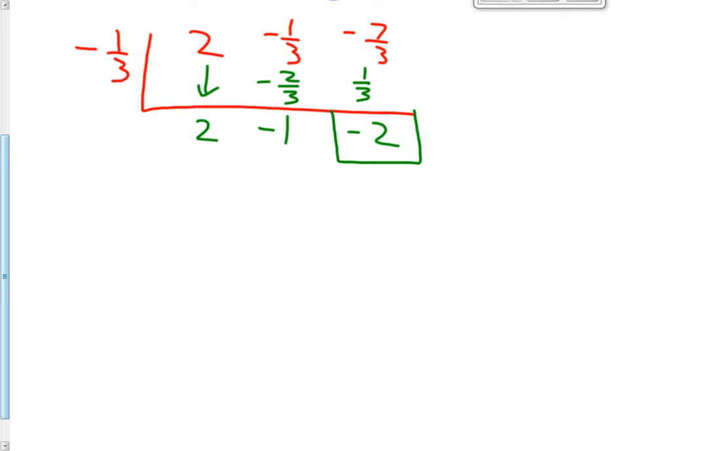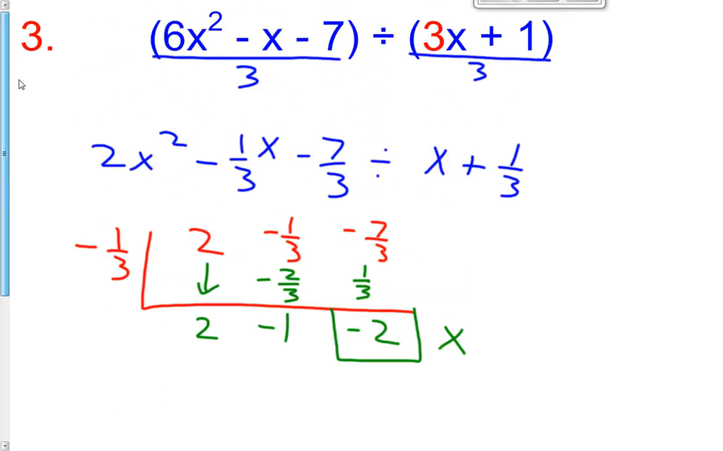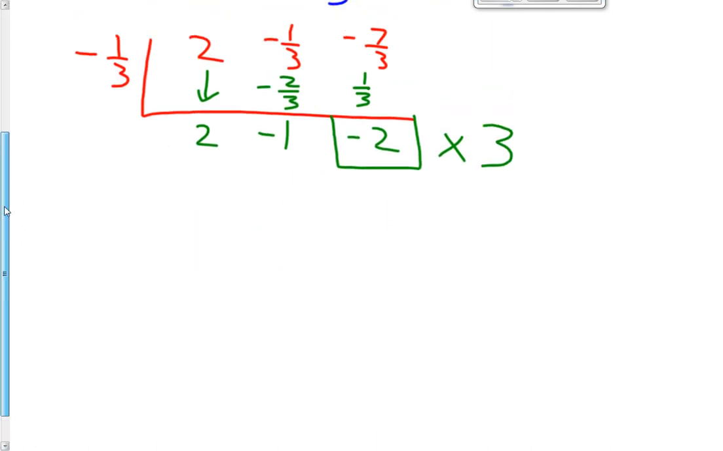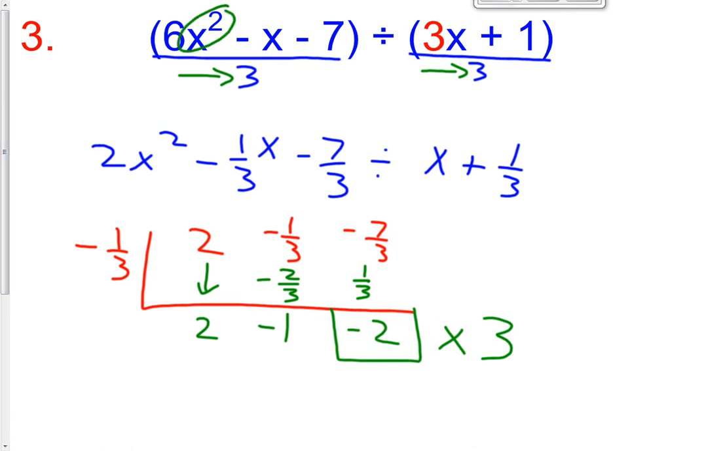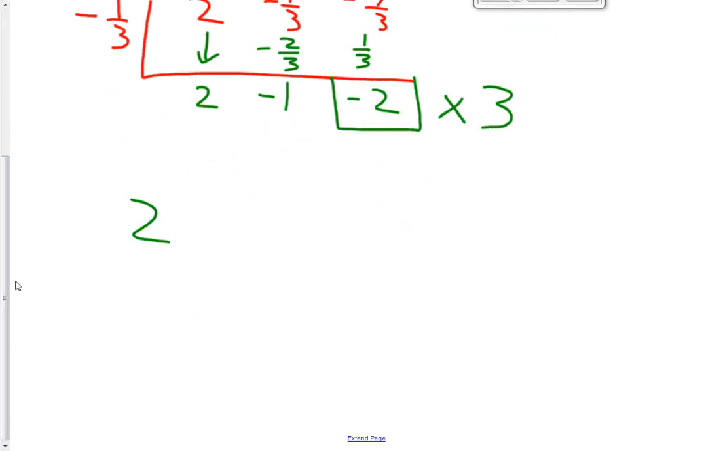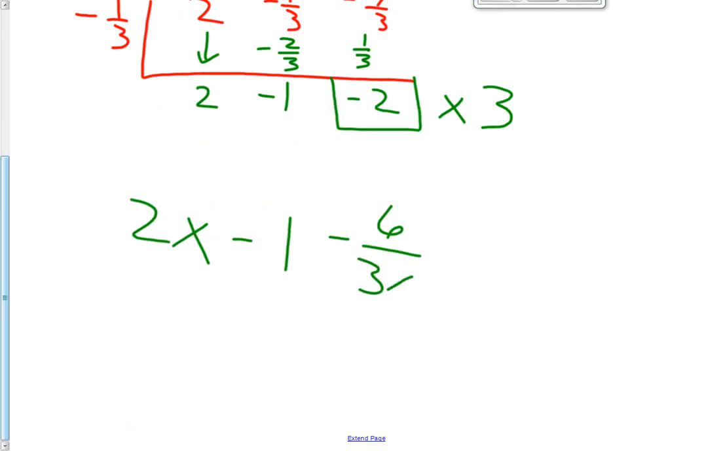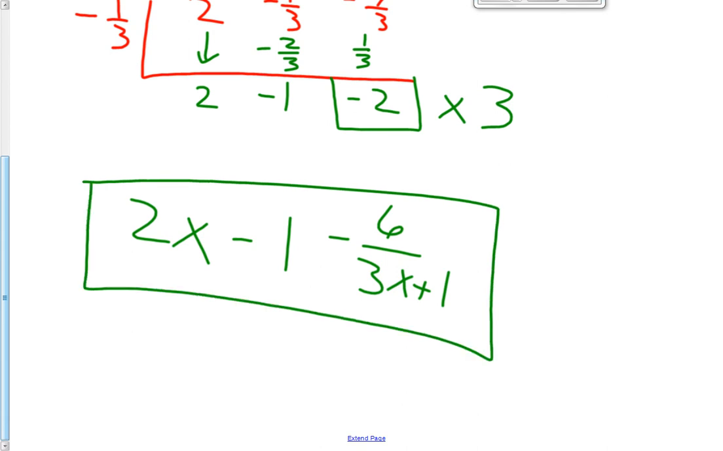Our remainder, we multiply by the number we first start off dividing by. We divided everything by 3. So we have to multiply our remainder by 3. So our coefficients from x squared go to x to the first. 2x to the first minus 1 with the remainder of a -6 over our original divisor, which is 3x plus 1. There's our quotient for problem number 3.